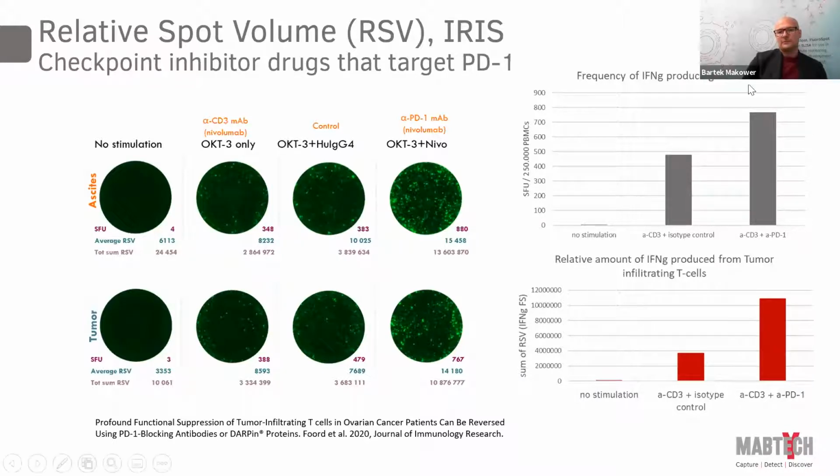So if we look up here on the graphs, we see that CD3 alone gives this response, this frequency. Adding PD-1 inhibitor increases the frequency. But even more strikingly, anti-CD3 alone gives this amount of secreted interferon gamma. This is the sum of RSV in the whole well, while adding a PD-1 inhibitor really increases the amount of secreted interferon gamma, which has interesting anti-tumor effects, indirect and direct. So that's one application of RSV.